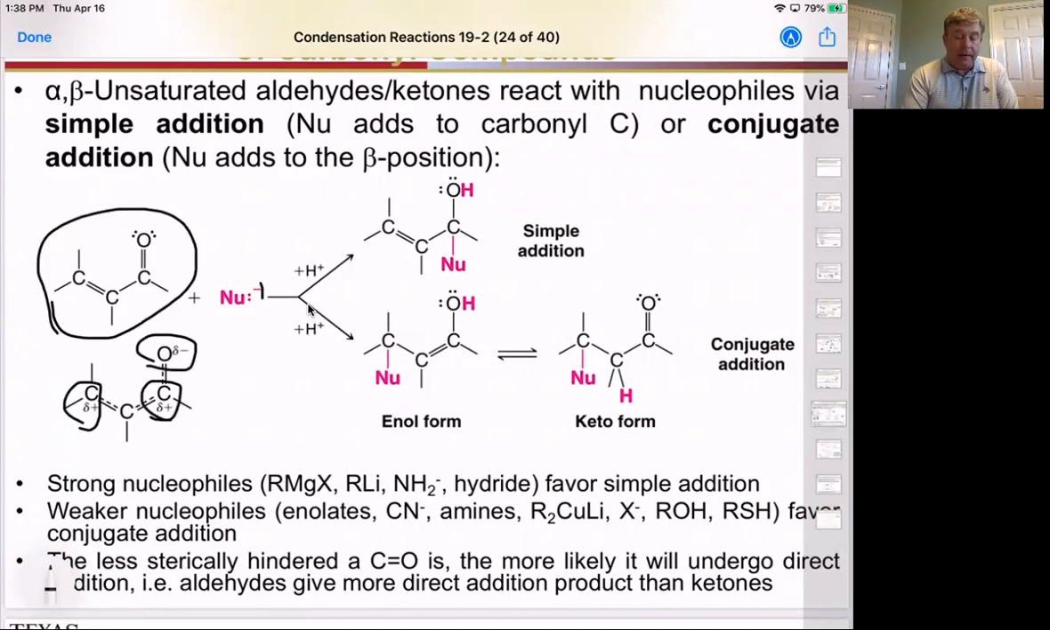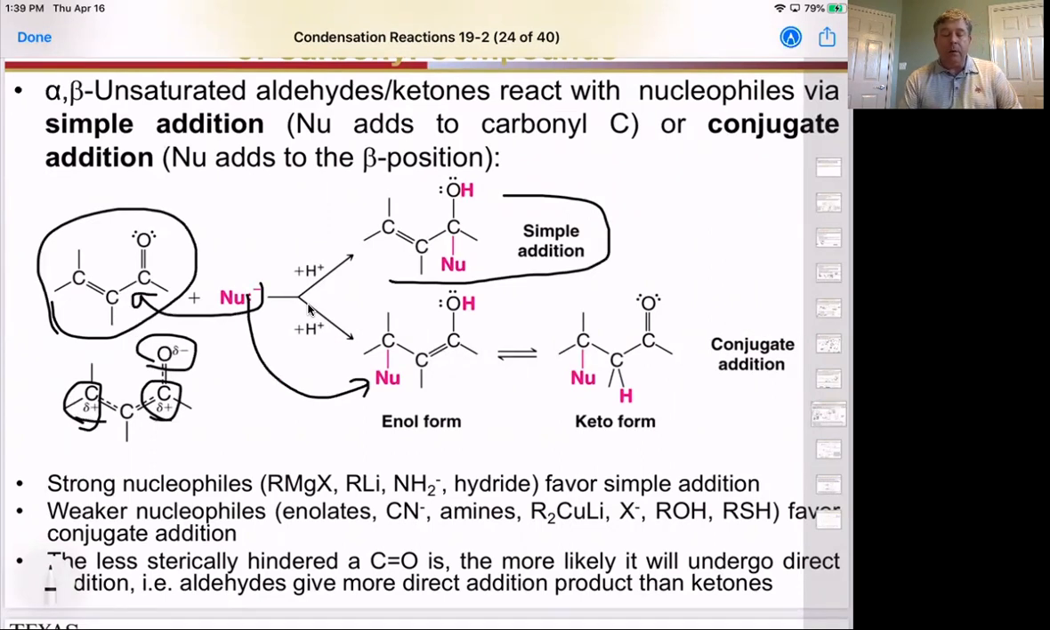It can either attack the carbonyl right here, giving us a simple addition reaction, and that creates an alcohol that is one carbon over from an alkene, or we can get the addition of the nucleophile to the other partially positive carbon here, giving us our enol form, which of course would rearrange to give us our keto form by moving this hydrogen over in this direction here.